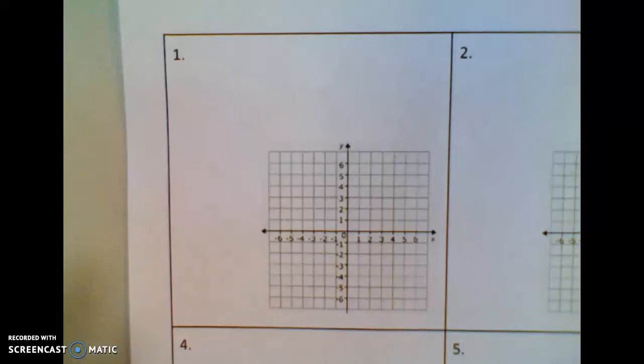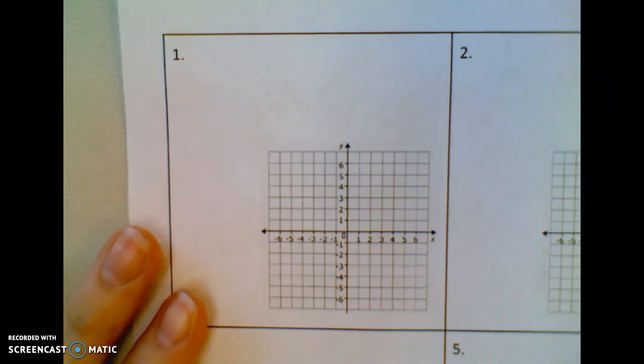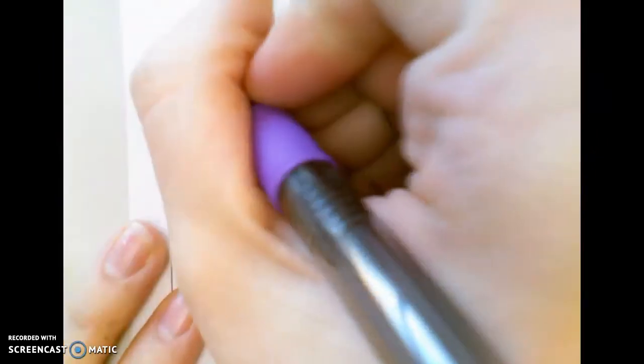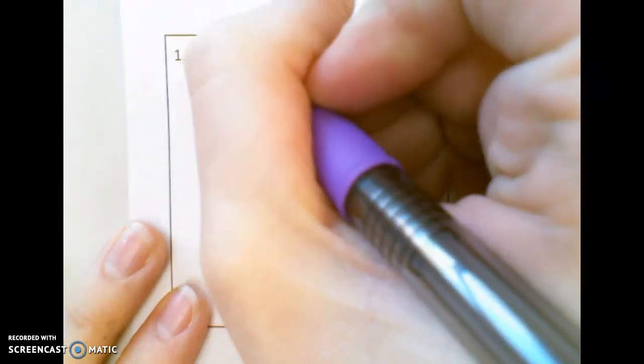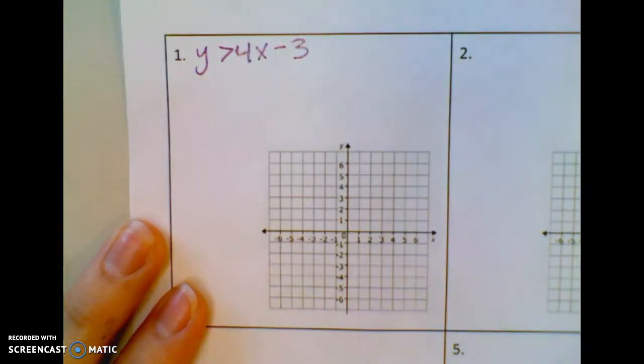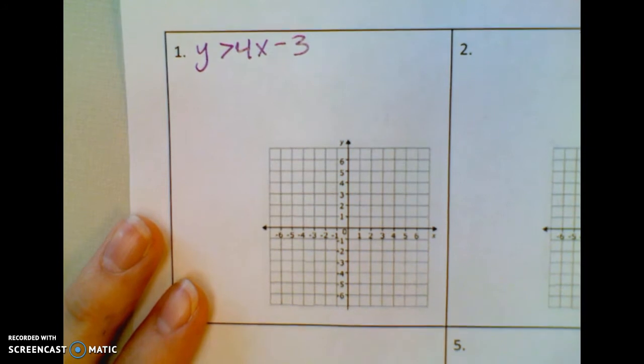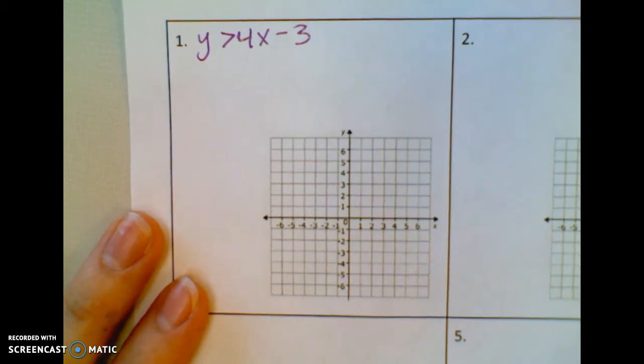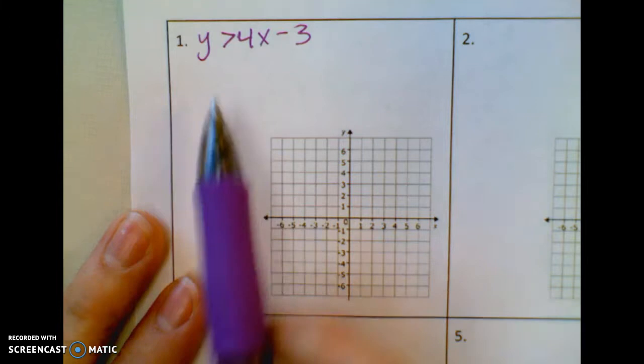Okay, now it is time for us to actually graph some of these linear inequalities. So what we are going to start with is y is greater than 4x minus 3. That is going to be our starting point. So we want to graph this inequality. Now if we look at the steps that were on our first page, the first step is to graph the equation of the line of this line.